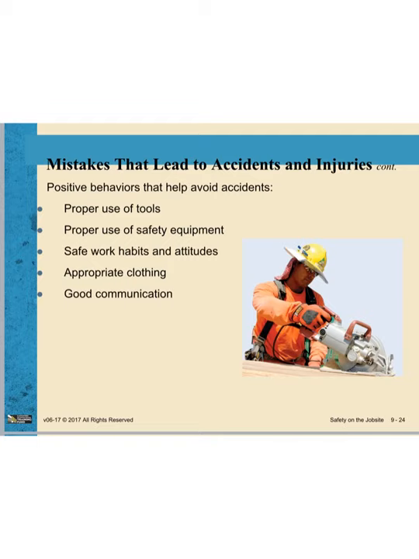Mistakes lead to accidents. Always try to do things in positive ways to help avoid injuries and accidents. Make sure you use your tools properly. Make sure you use safety equipment. That includes safety glasses. Make sure you know the habits and attitudes of how you can work safely in the lab and on the job site. Make sure you wear appropriate clothing, and make sure you're always in communication with people around you.